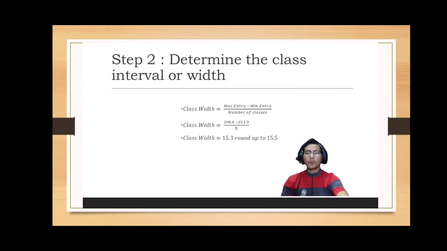For step 2, the formula to find the class width is the max entry minus the min entry, divided by the number of classes. For our data, the max entry is 298.4 minus the min entry, which is 221.9, divided by the number of classes, which is 5. So the class width for our data is 15.3, and I round up to 15.5 to get the gap between classes.